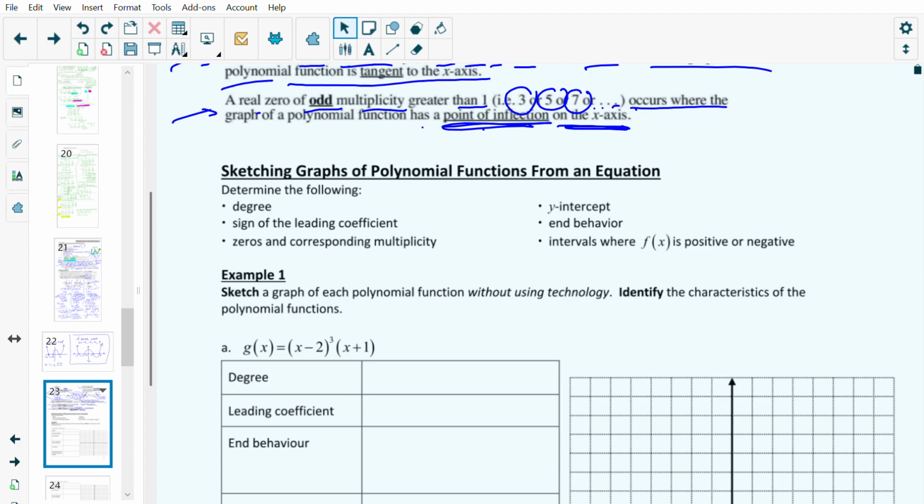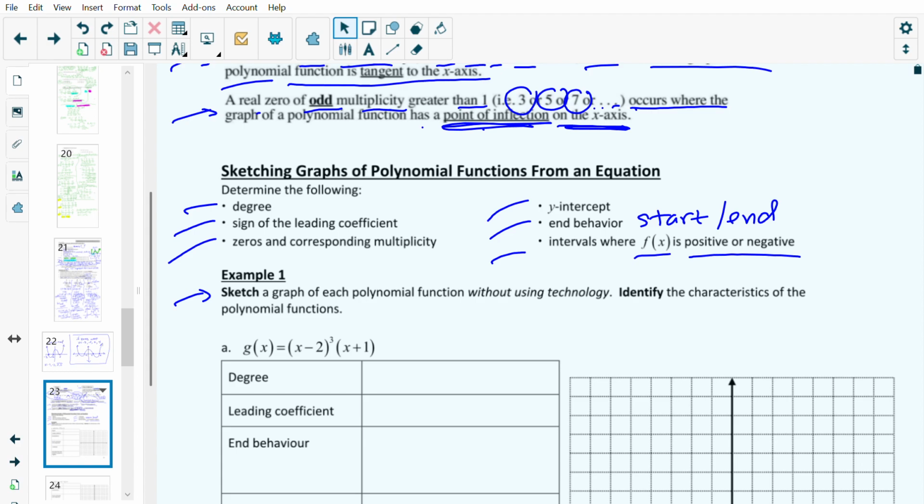Okay, let's take all of this, and then let's work on sketching graphs of polynomial functions from an equation. Okay? We're going to determine the following: the degree, sign of the leading coefficient, zeros and corresponding multiplicity, y-intercept, and behavior. So where does it start and where does it end? And intervals where f of x is positive or negative. Okay, we can do this.